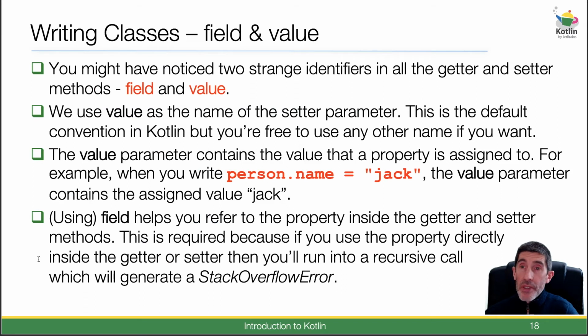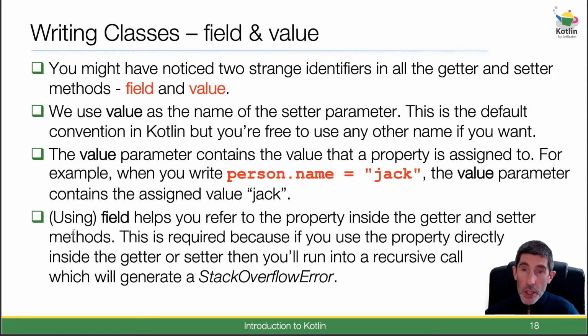Just to talk a little bit about the field and value properties. You might have noticed two strange identifiers in all the getters and setters, field and value. We use value as the name of the setter parameter. This is the default convention in Kotlin, but you're free to use any other name if you want. The value parameter contains the value that a property is assigned to. So for example, when you write person.name is assigned Jack, the value parameter contains the assigned value Jack.